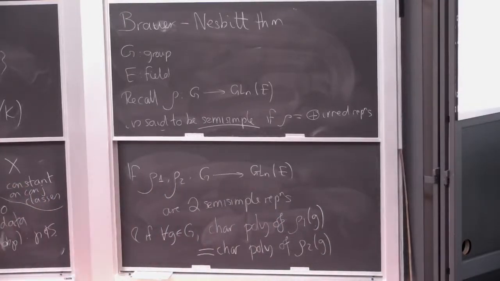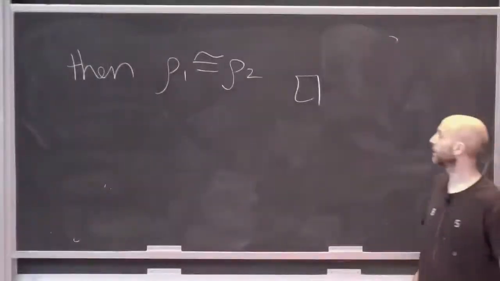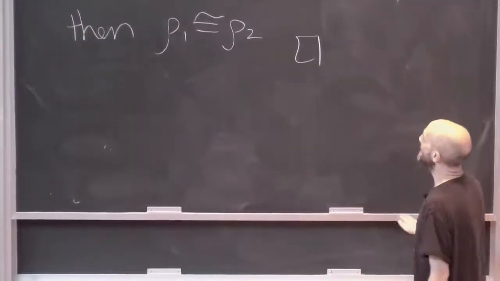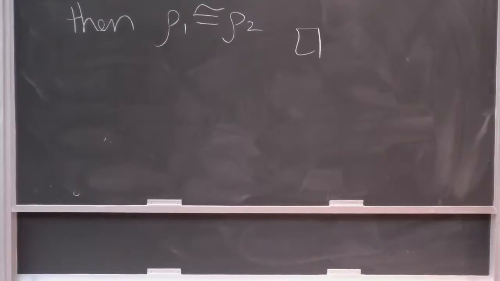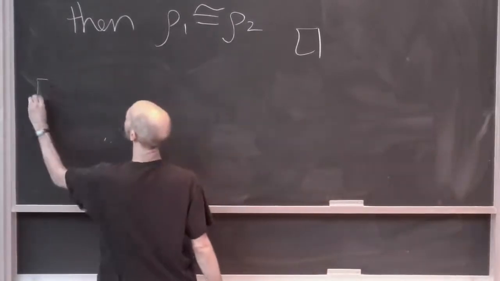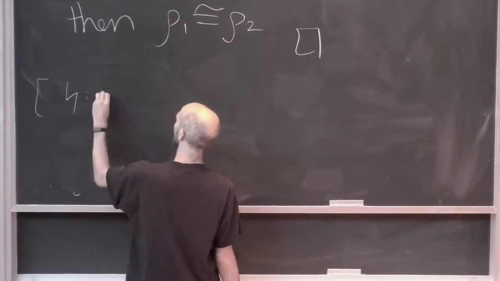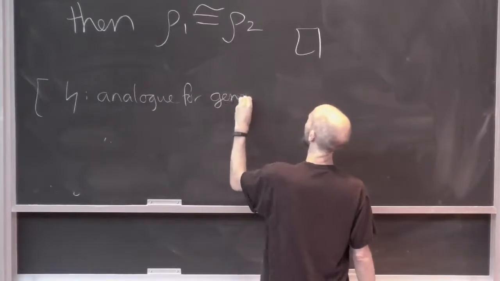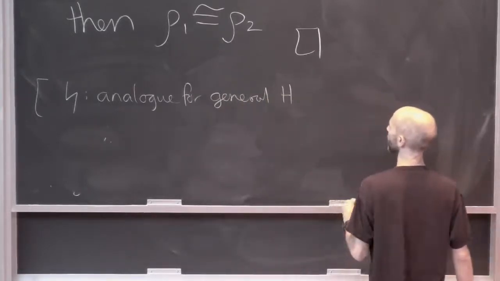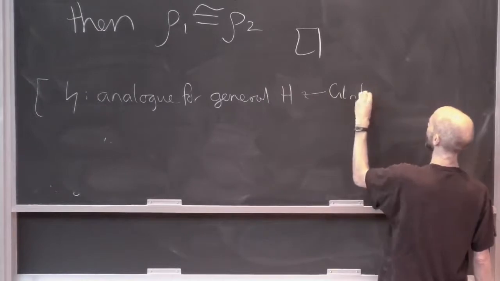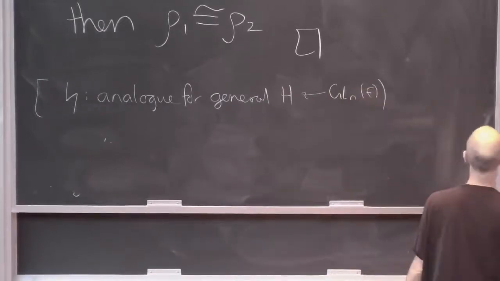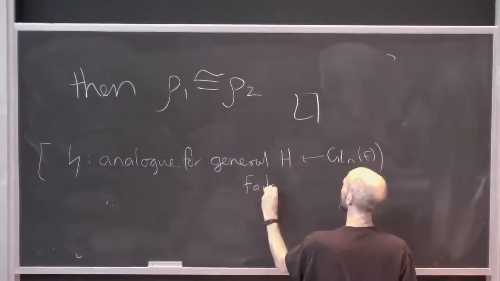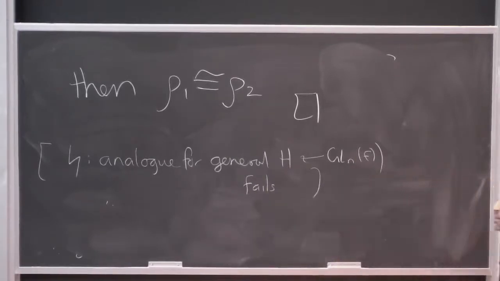And that's why if you have general automorphic representations, they might not be determined by their local components. So anyway, there's Brauer-Nesbitt. So maybe I'll say warning: the analog fails for general H. If instead of GL_N of E you took some random group homomorphisms G to H, it fails. You can get two homomorphisms G to H which are locally conjugate without being globally conjugate. So this really is a statement about representations.